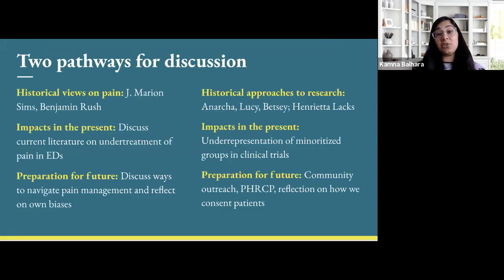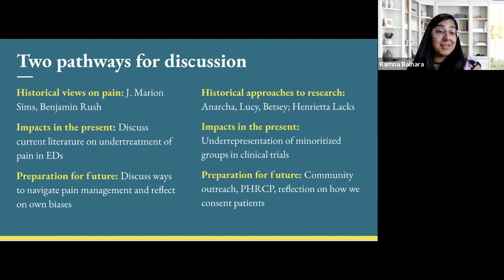So, just to show you concretely, if you start with this image, there are so many directions you could go in. You could discuss historical views on pain from Sims and other men such as Benjamin Rush, and traditionally racist stereotypes about pain tolerance, transition into the present and how we undertreat pain in the ED based on people's skin color, and prepare for the future by thinking about how we change our pain management protocols, or what biases we bring to the table.